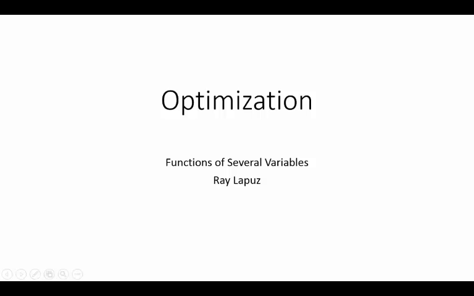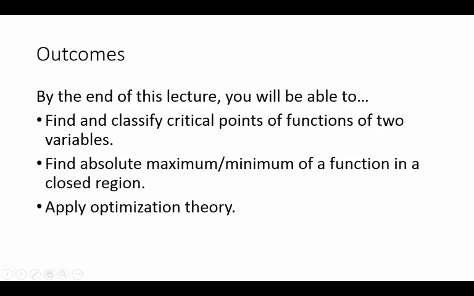This is a quick lesson on optimization for functions of several variables. Our outcomes are the following. By the end of this lecture, you will be able to find and classify critical points of functions of two variables, find the absolute maximum or minimum of a function in a closed region, and apply our optimization theory.